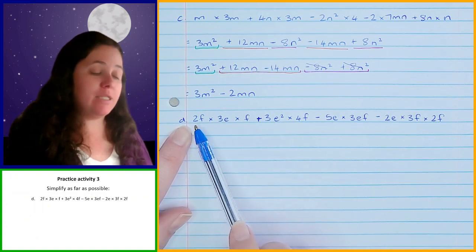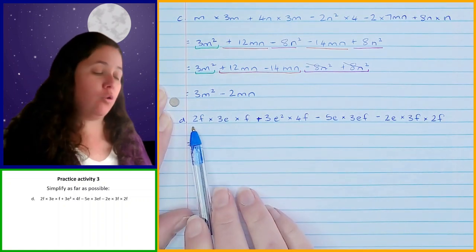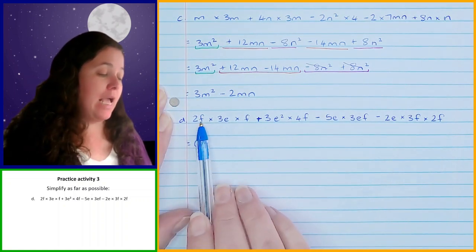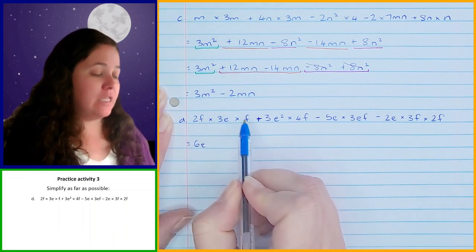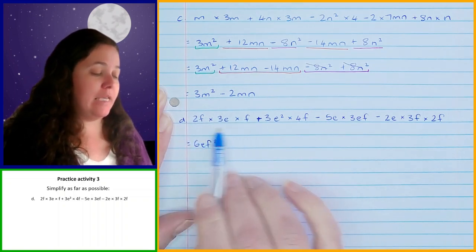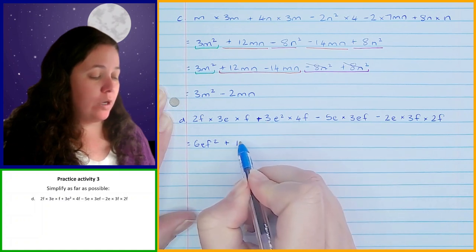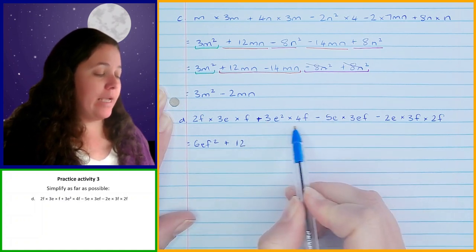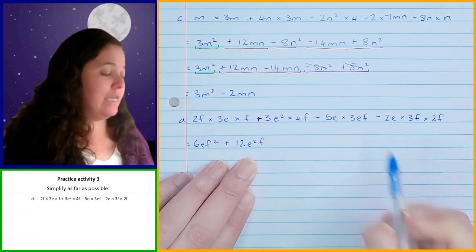So my numbers first, 2 times 3 is 6. Then in alphabetical order, E comes first, and there are no other E, so it's just going to be E. And then F times F is F squared. So that's my first term over there, 6EF squared. Then I have plus, 3 times 4 is 12, and E squared times F is just going to be E squared F.